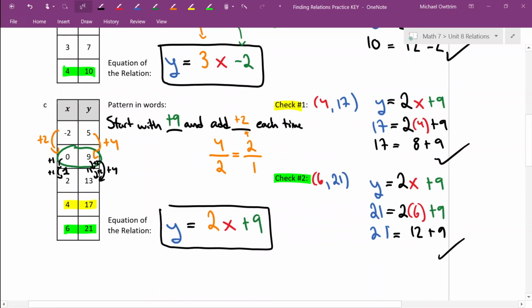Now again, you can choose any 2 points if they don't tell you which ones to use. So I chose the last 2 in this table of values, but you could have chosen any 2 points in the table of values and found that your equation did work.